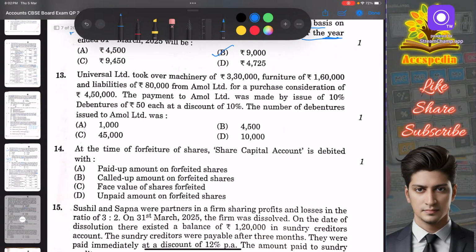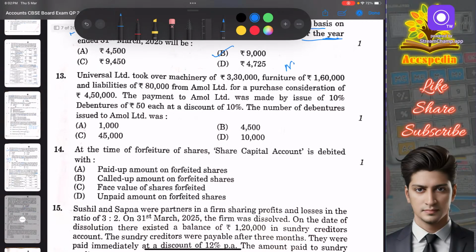Universal Limited took over machinery of 3,30,000, furniture 1,60,000, liabilities 80,000. So the net worth is 3,30,000 plus 1,60,000, 4,90,000 minus 80,000. So net worth is 4,10,000. But purchase consideration is 4,50,000. Okay, so that means 40,000 goodwill.